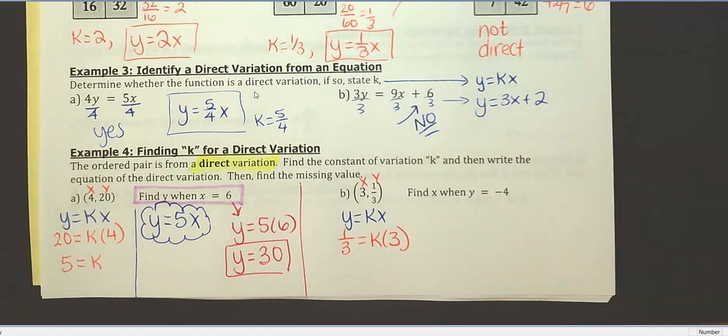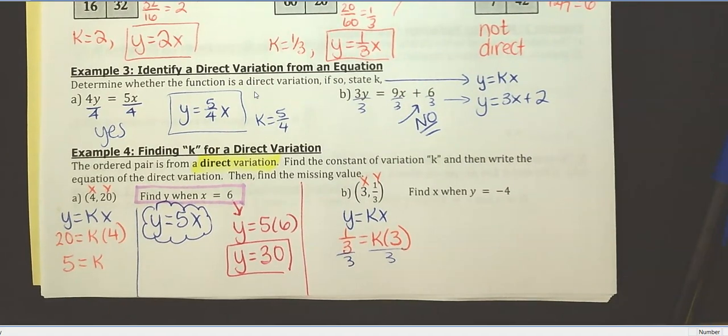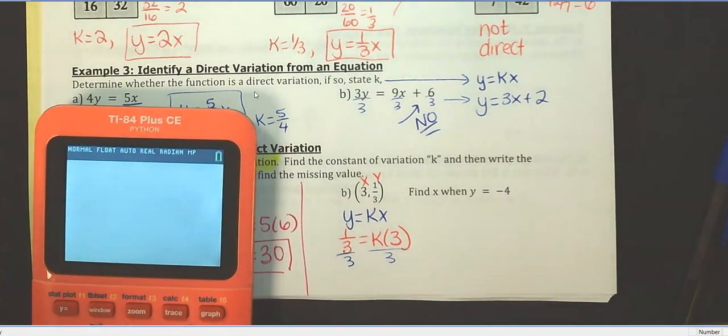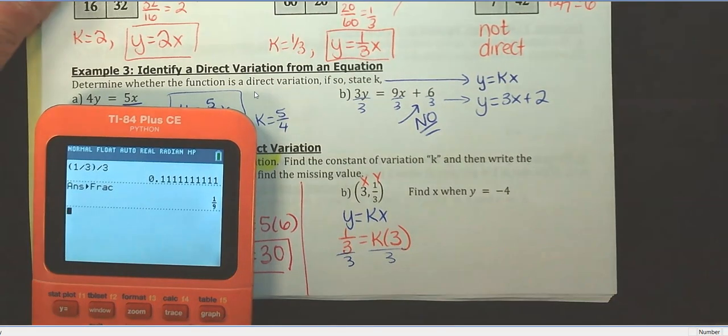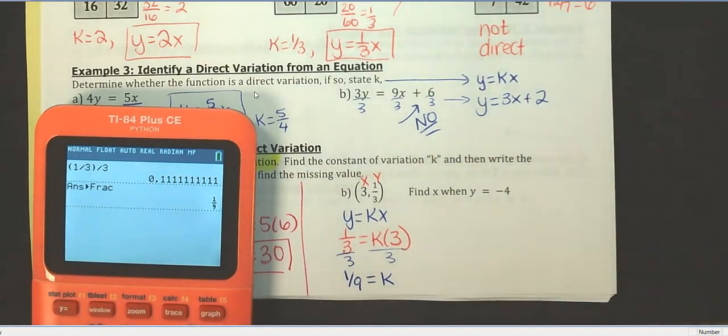Okay, this is a little tricky because you got the fraction, right? So to solve this, I'm going to divide both sides by 3. And again, if you're not in the mood to work with the fraction, just grab your calculator. I'm going to do 1/3. I'm going to put that in parentheses, divide that by 3, and then I'm going to hit my math enter button because it's my favorite. And the k value here is going to be 1/9.